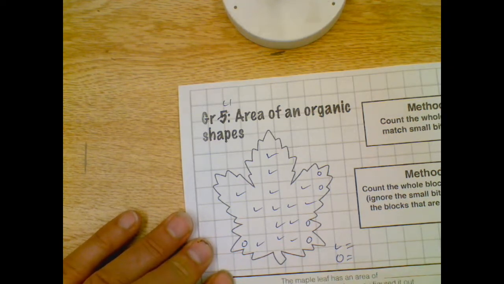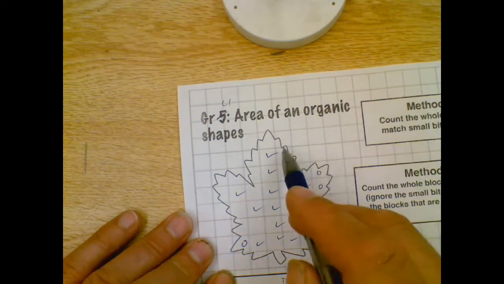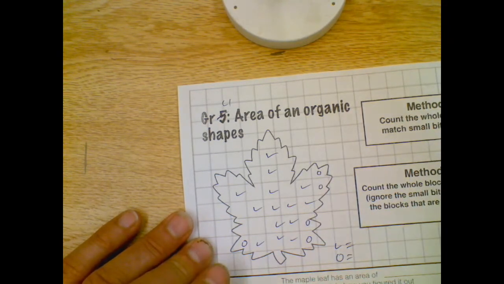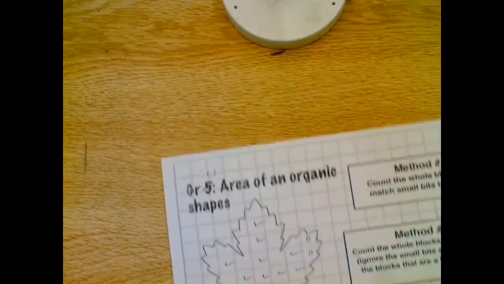You should be able to explain how you figured it out. Again, we're looking for the pieces that are 50% or more covered, and we're rounding up, and assuming that we're not going to talk about the small pieces because they would really match with a big piece somewhere along the line. So it's a rounding method of figuring out the area when you've got a funky shape.